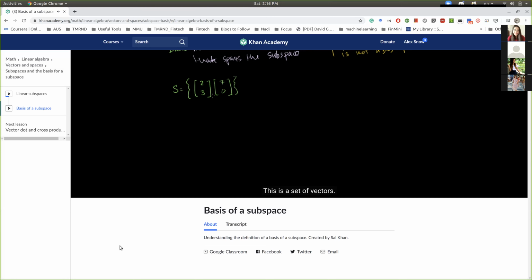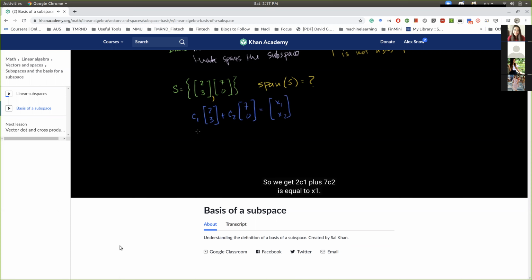This is a set of vectors. So what's the span of S? What's all of the linear combinations of this? Well, let's see if it's all of R2. If it's all of R2, that means with a linear combination of this we could always construct anything in R2. So if we have C1 times 2, 3 plus C2 times 7, 0, and this spans all of R2, then we should always be able to find a C1 and a C2 to construct any point in R2. And let's see if we can show that.